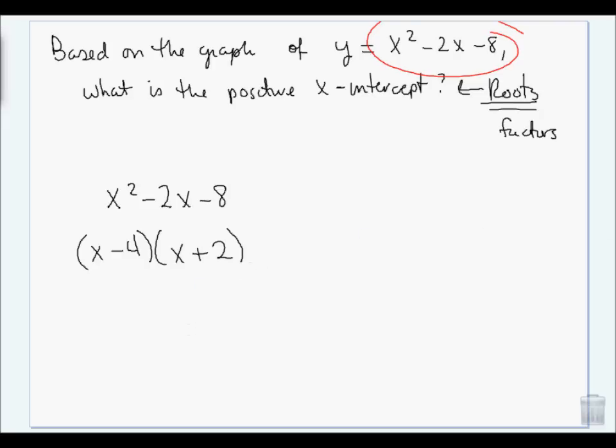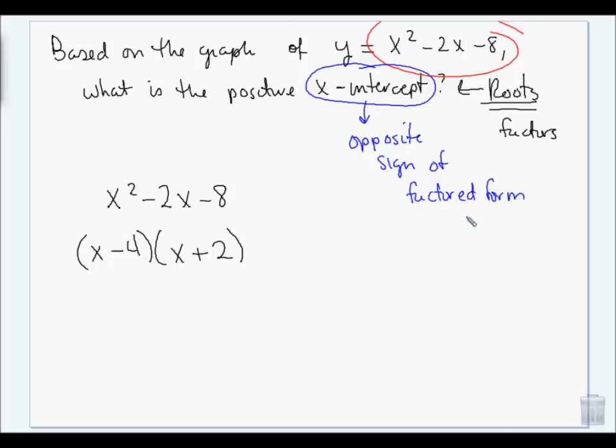Okay. Now, the x-intercept is the opposite sign of the factored form. So this is negative, this is positive, but our x-intercepts are positive 4 and negative 2. So the positive x-intercept is 4.